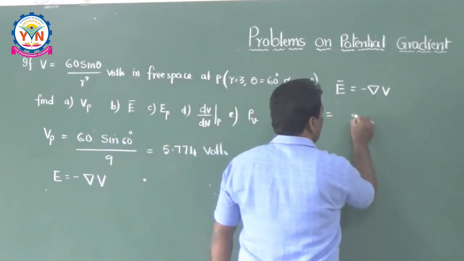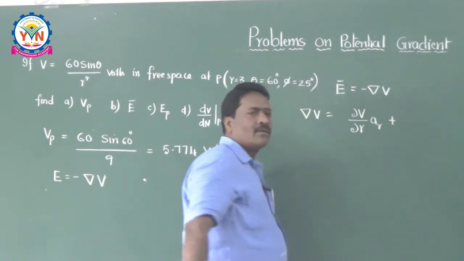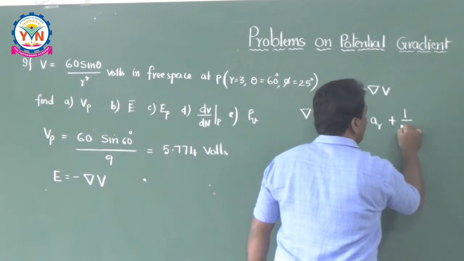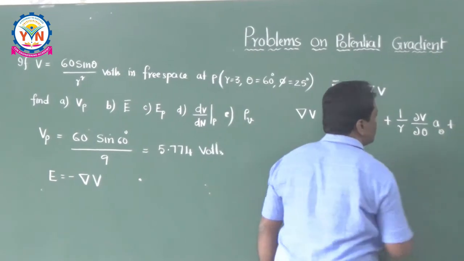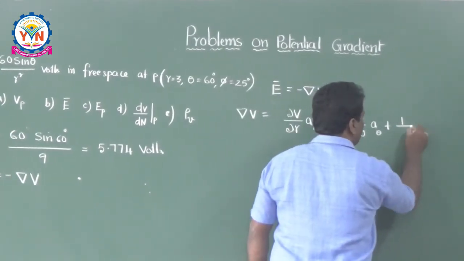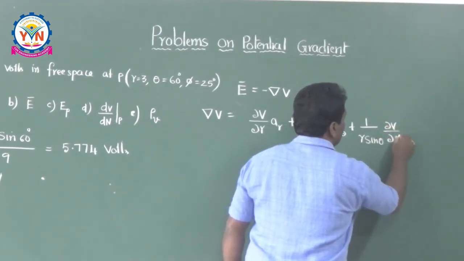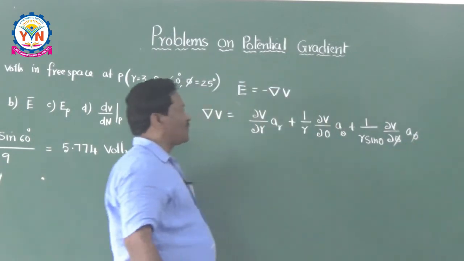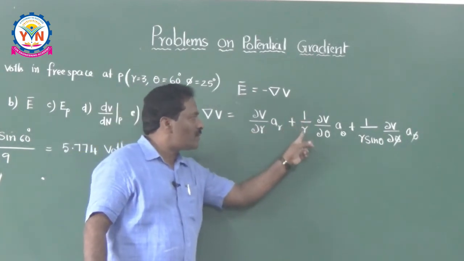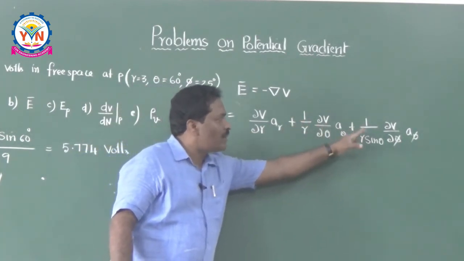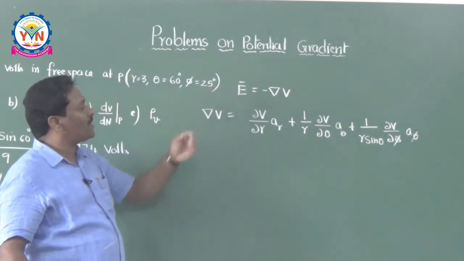Del V means dou V by dou R into AR plus 1 by R dou V by dou theta into A theta plus 1 by R sin theta dou V by dou phi into A phi. This is nothing but the formula you have to use. So del V means gradient. If you know this formula, happily you can calculate your electric field intensity.